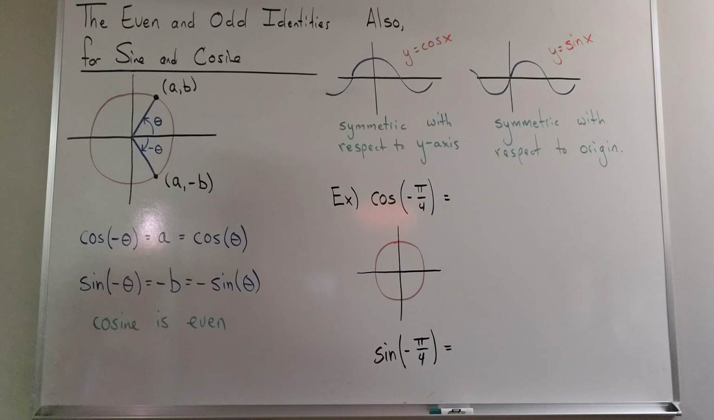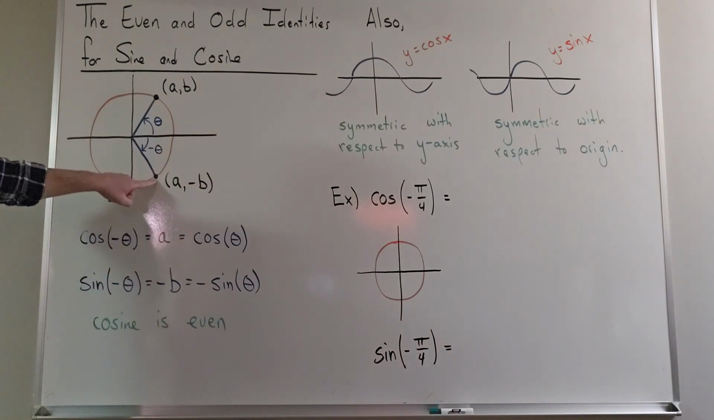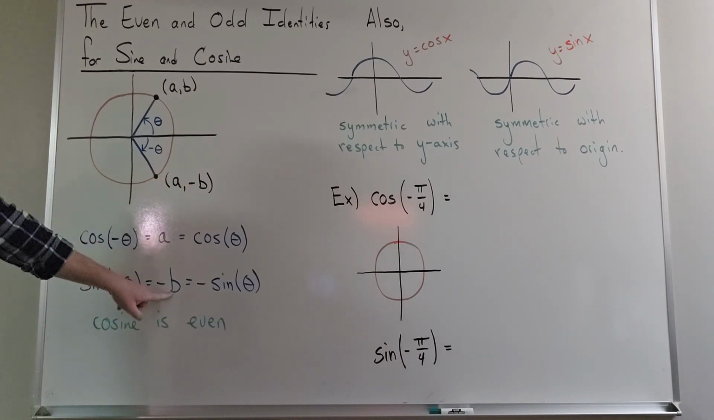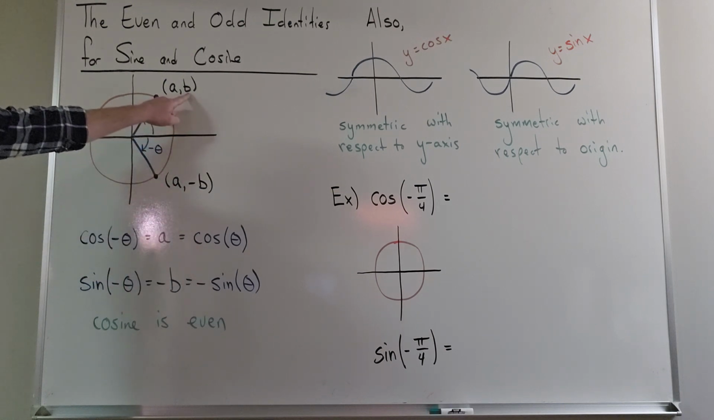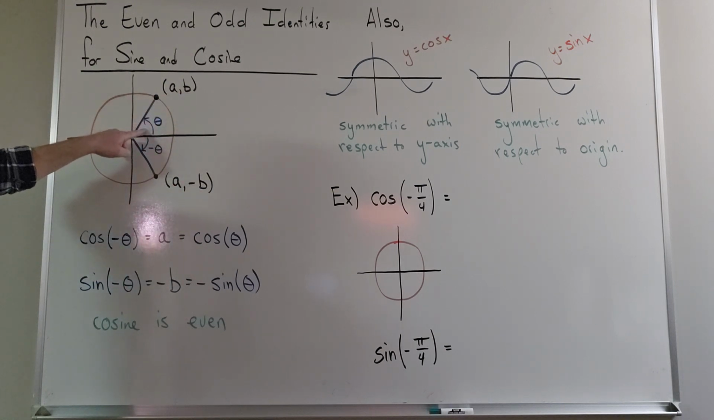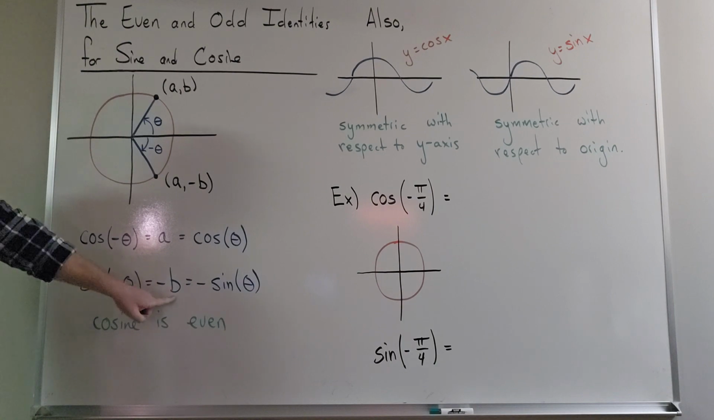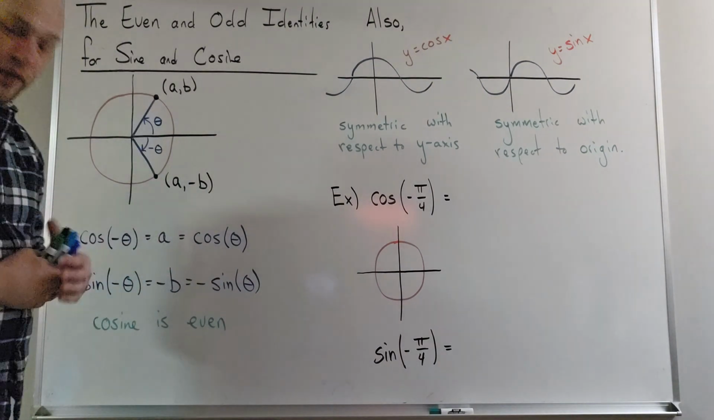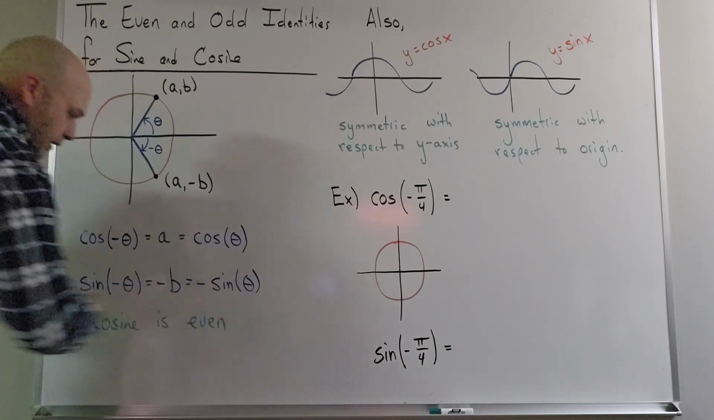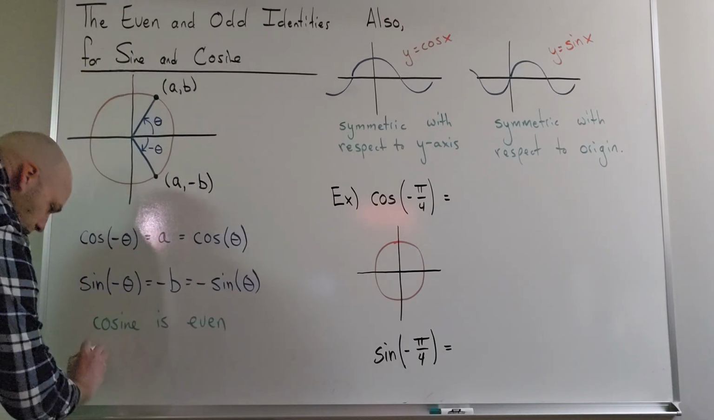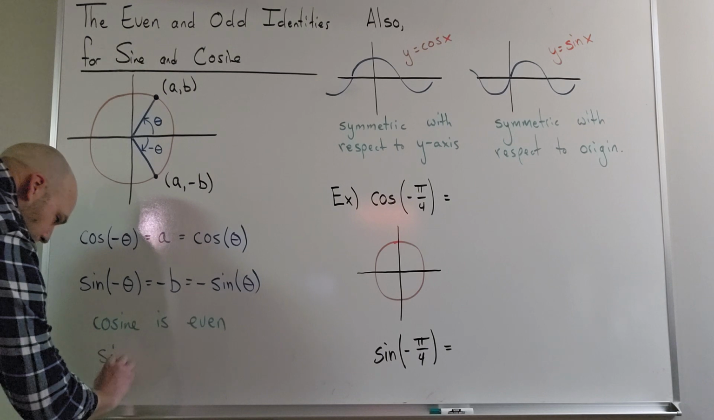Now let's look at the sine. Sine of negative theta, that's the y-coordinate corresponding to this point, which is negative b. So the sine of negative theta is negative b. On the other hand, the positive b in this case is the sine of theta. Therefore, the negative b value is negative sine of theta, and that gives me sine of negative theta is negative sine theta. Said differently, the sine function is odd.